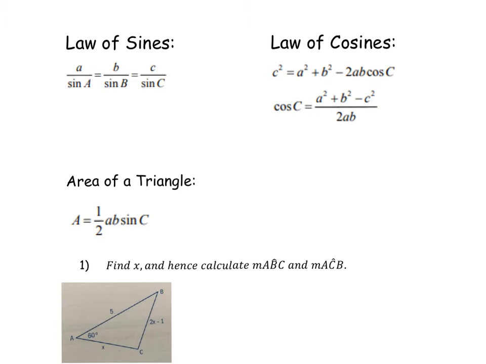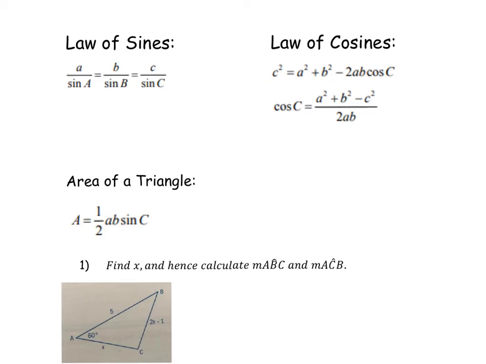Okay, so law of sines, I'm not going over the proof of this in this video. I can do another video and post it for you. But a over sine A is equal to b over sine B is equal to c over sine C, where all the lowercase letters are side lengths of the triangle and uppercase letters are the angles of the triangle. And of course the angle is across from said side.